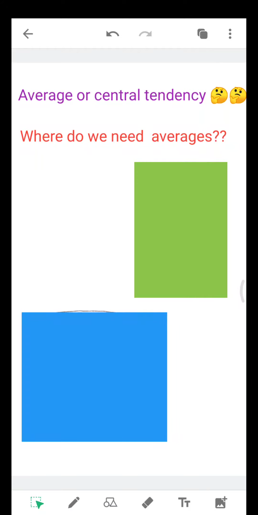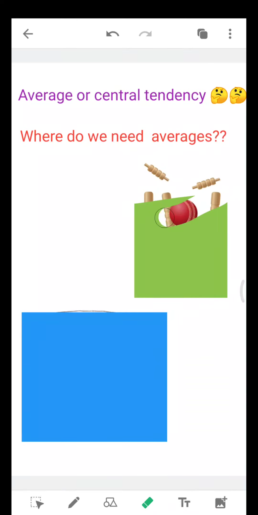In today's session we are going to see averages, or central tendencies, and we will also see where we need averages in our day-to-day life. Let's have a look at the first example. You might have heard in cricket about the average run rate of a player. Averages are used in all games and sports, like they are used in cricket too.